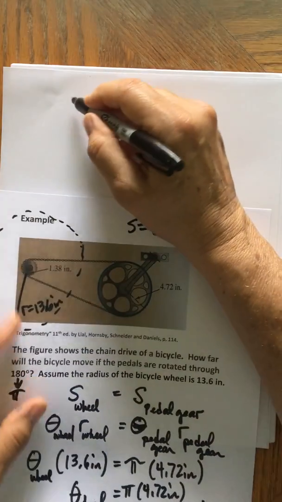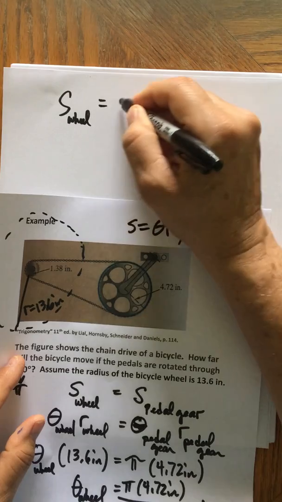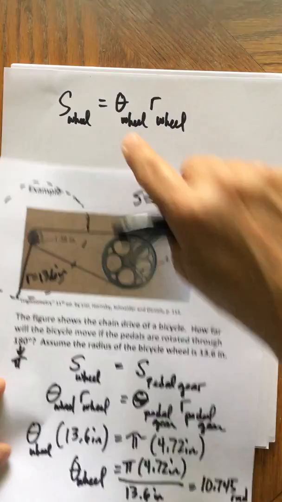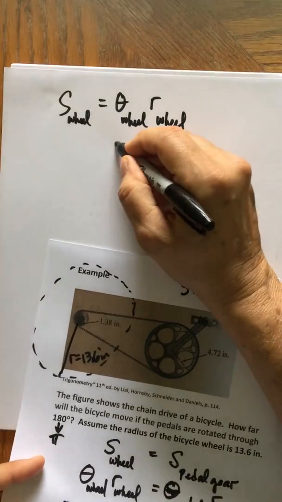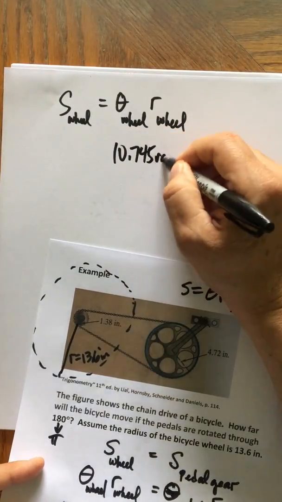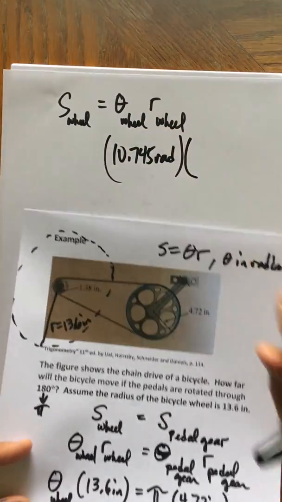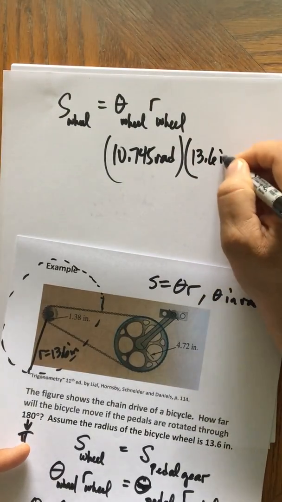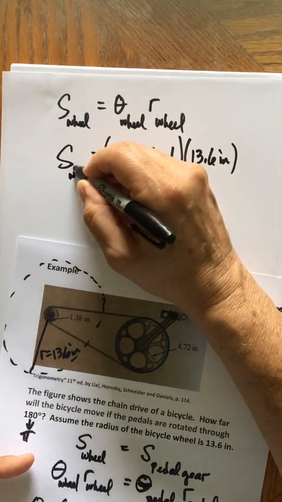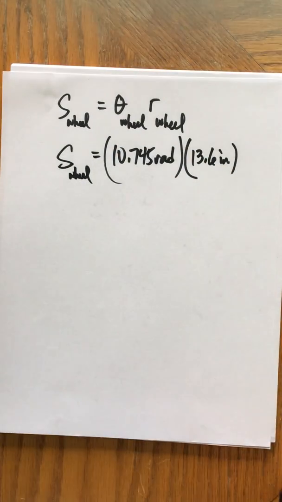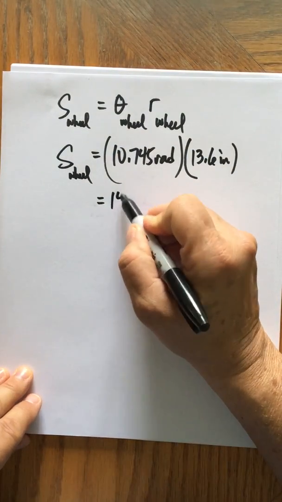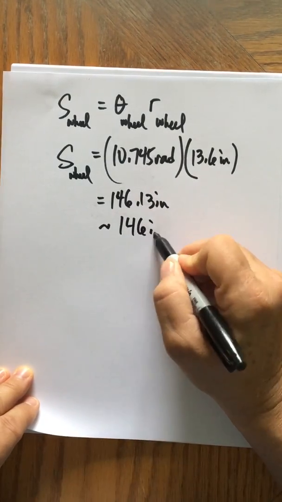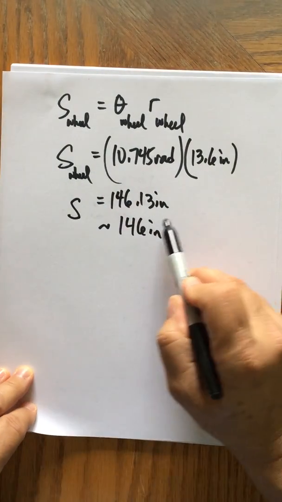Okay, so the arc length of the wheel is equal to theta of the wheel times the radius of the wheel. We just found that out, 10.745 radians, times the radius of the wheel, which they tell us is 13.6 inches. And that's going to give us the arc length of the wheel. So if you multiply all that out, you're going to get 146.13 inches, which we'll just say is 146 inches. So that's how you know how far it went, 146 inches.